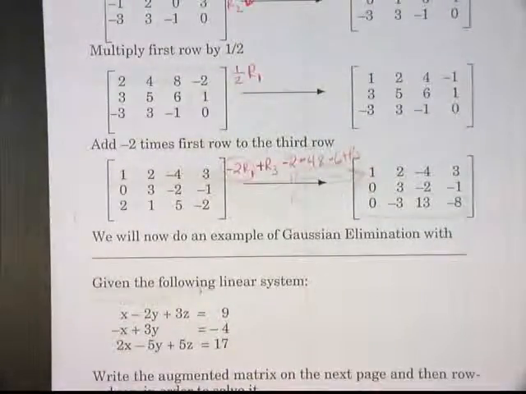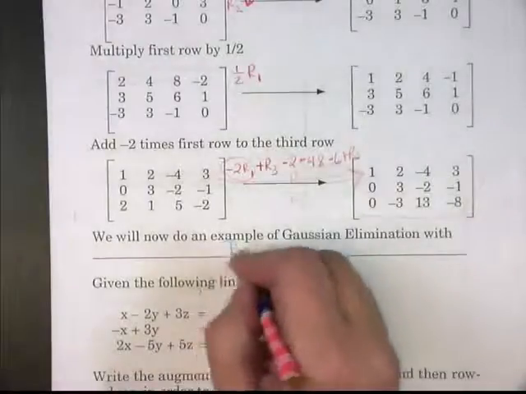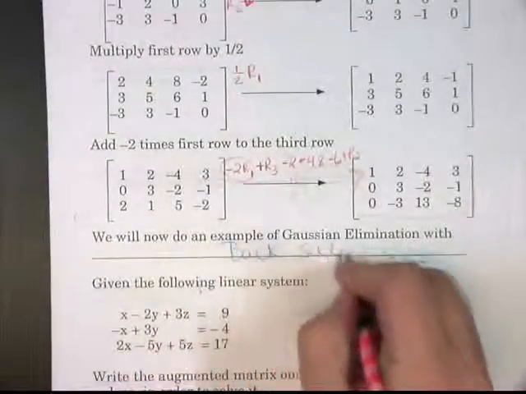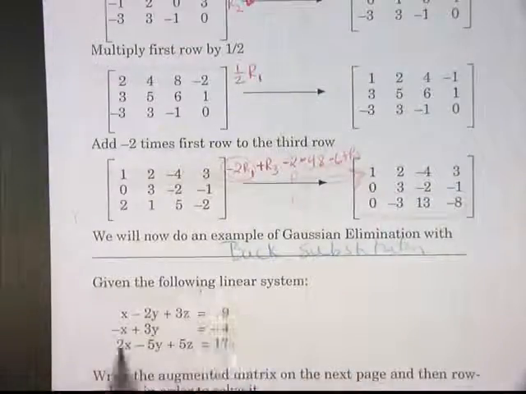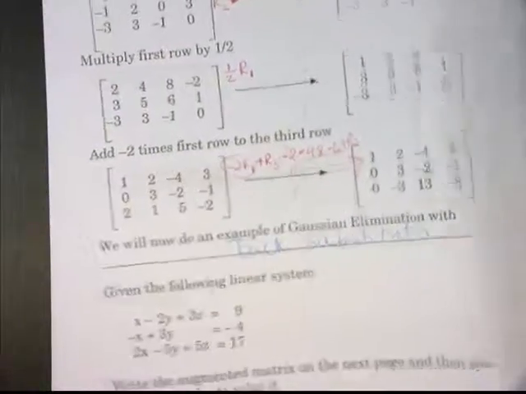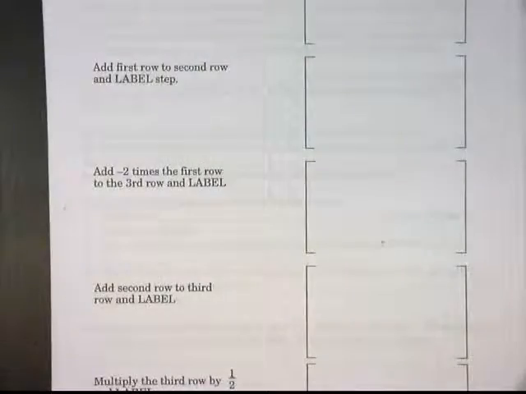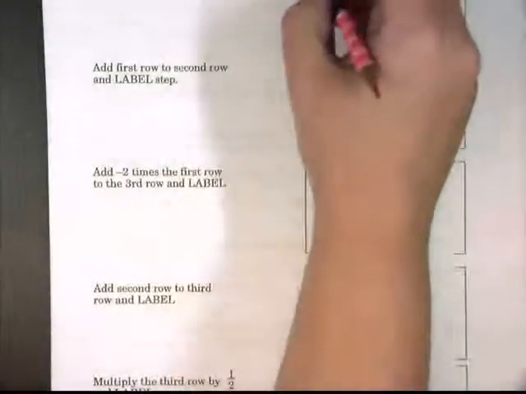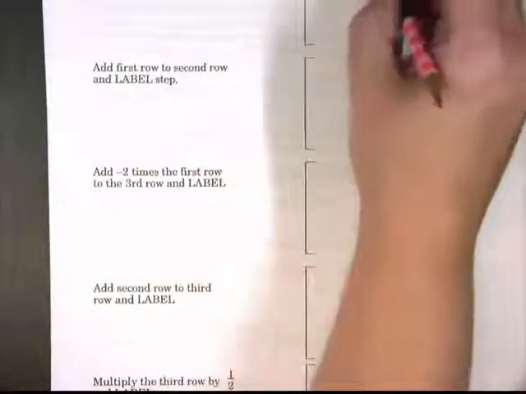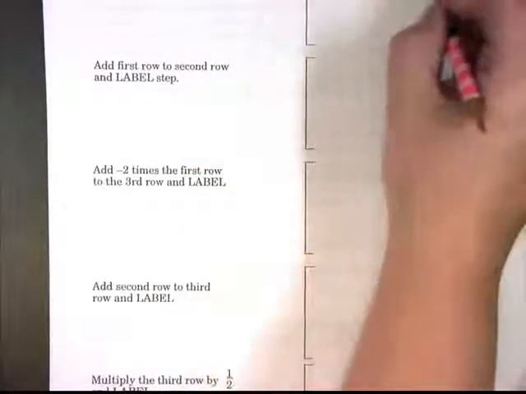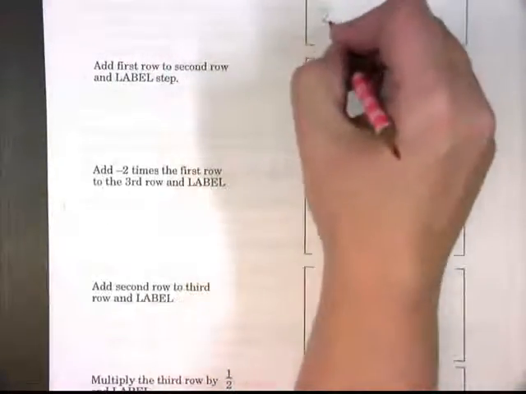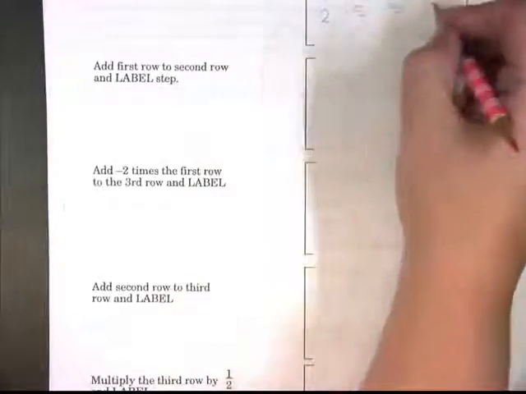We will do the Gaussian elimination with what's called back substitution. So here we have our equation. We're going to do this on the next page. So we're going to start with the augmented matrix. The augmented matrix, 1, -2, 3, 9, -1, 3, 0, -4, 2, -5, 5, and 17.